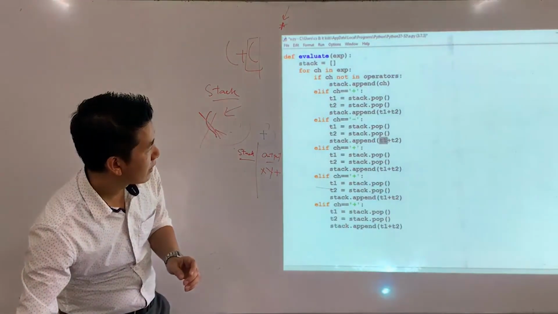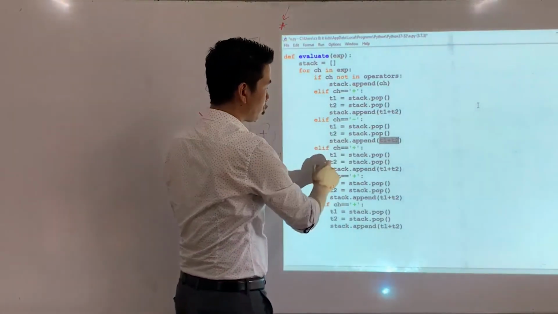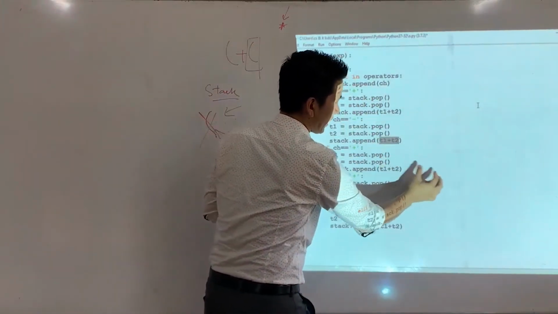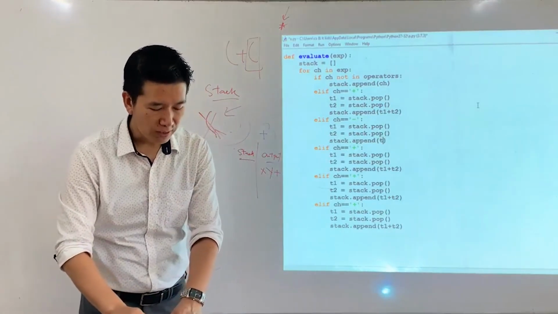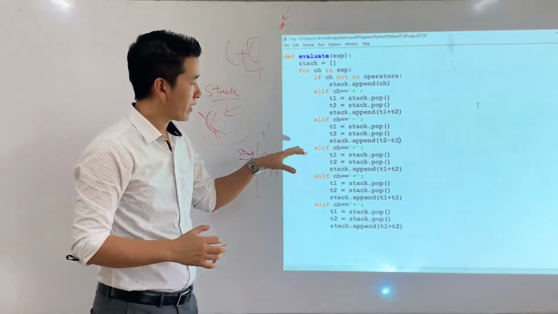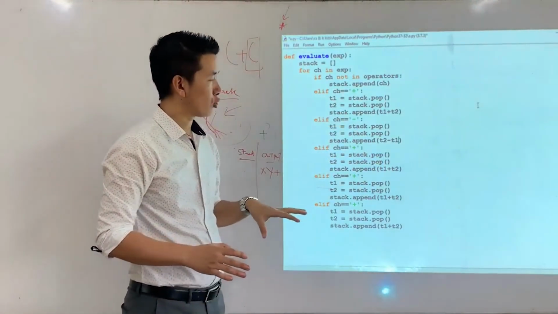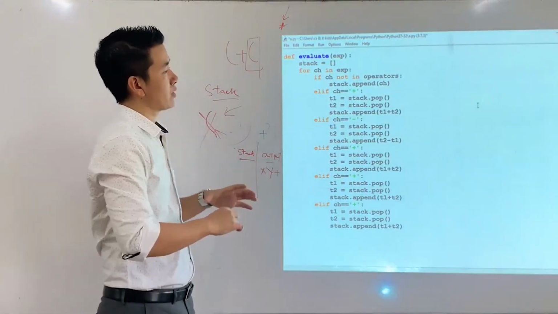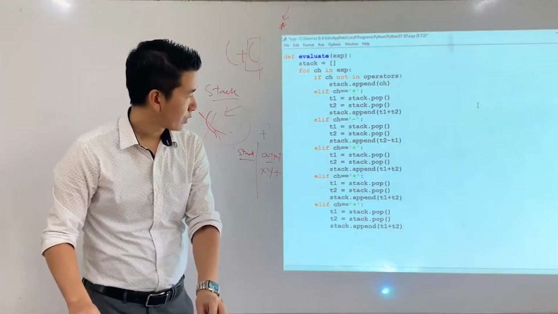So if it's a minus sign, then T1 will be the first one to be popped off. Where is it? It's here. It should stay here, and then T2 should stay in the front, and in between you have the minus sign, which means this cannot be T1 minus T2, rather it has to be T2 minus T1. So you need to be careful of this order, not for the plus or the multiplication, it will not make any difference, but for the subtraction, the division and the exponentiation, it makes a world of difference. So please watch out.